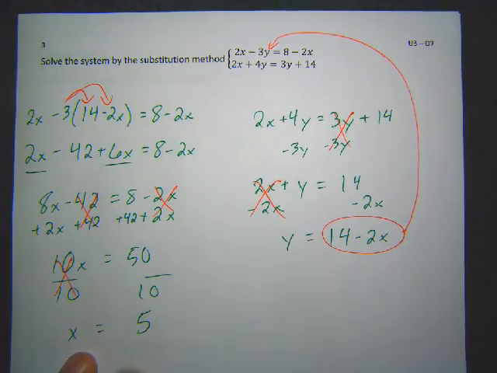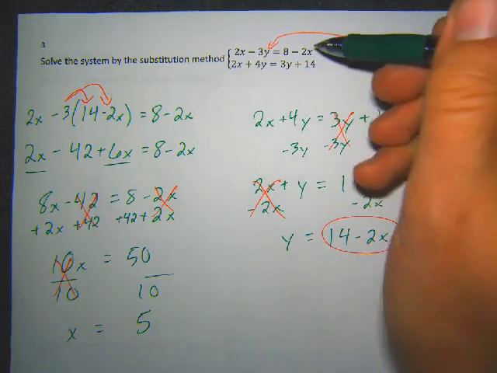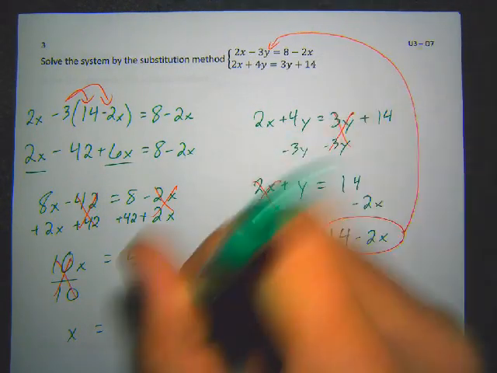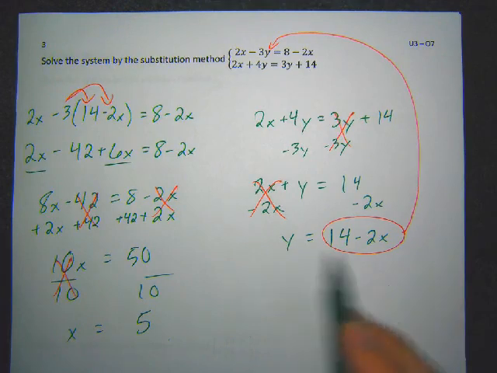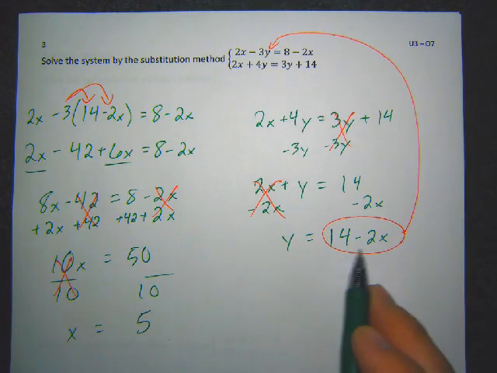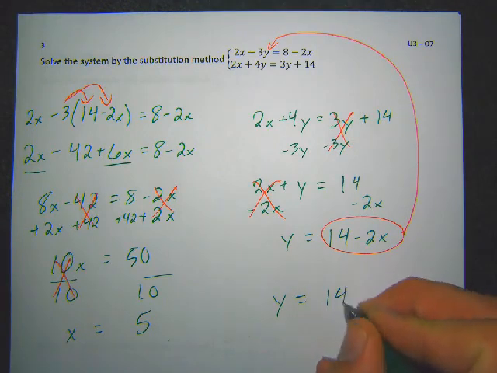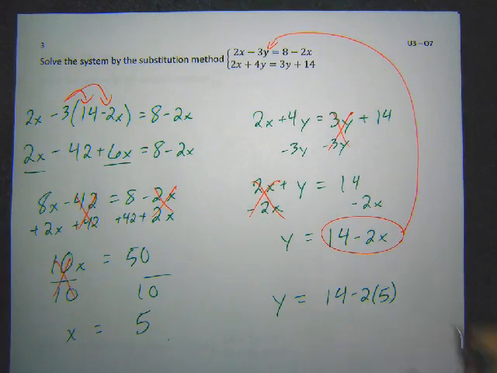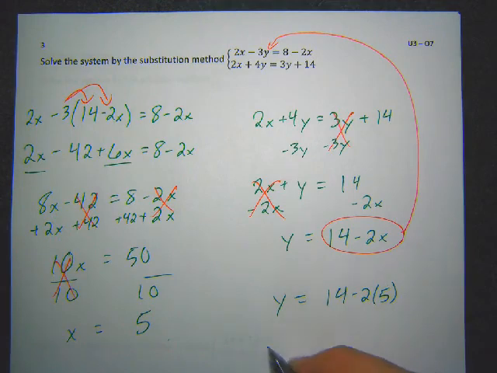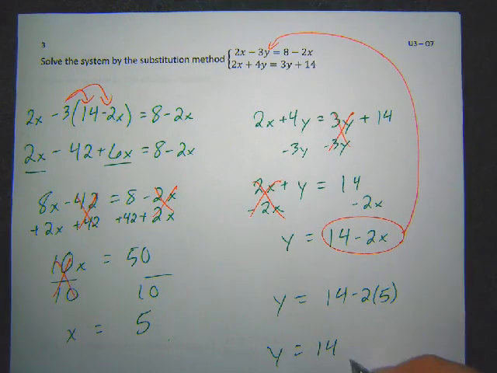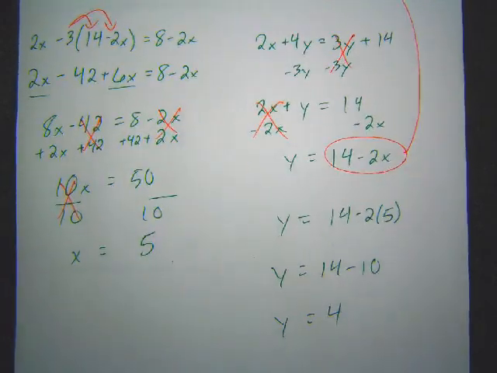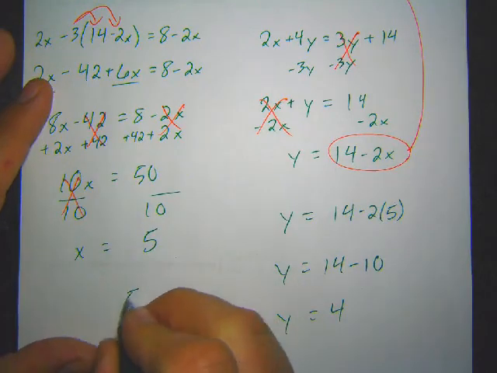As soon as we get the x part, we can go ahead and plug it back in. Now you could go back to any of the equations you start with. It will work. You can plug 5 in for x and solve for y. But since this one's already solved for y, that's probably where I'm going to go. I'm going to plug 5 into here because that's going to be easiest. So we get y equals 14 minus 2 times 5. Now it's really easy to solve for y. So 14 minus 2 times 5 is 10. So minus 10. 14 minus 10 is 4. So my answer is 5, 4. I'll just put that as an ordered pair. 5, 4.